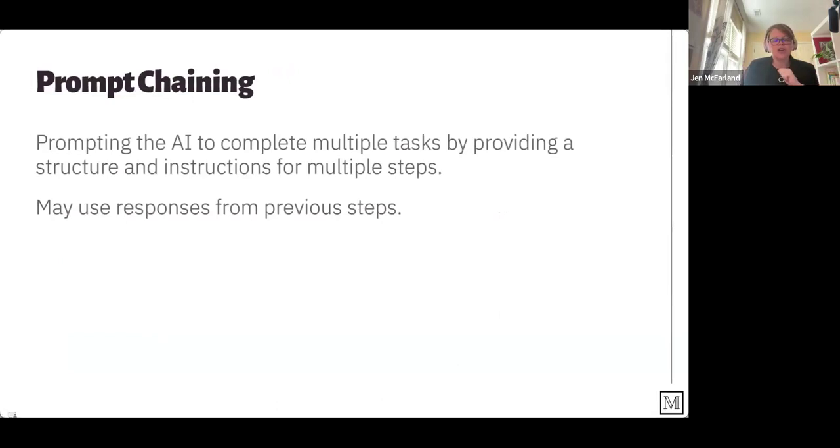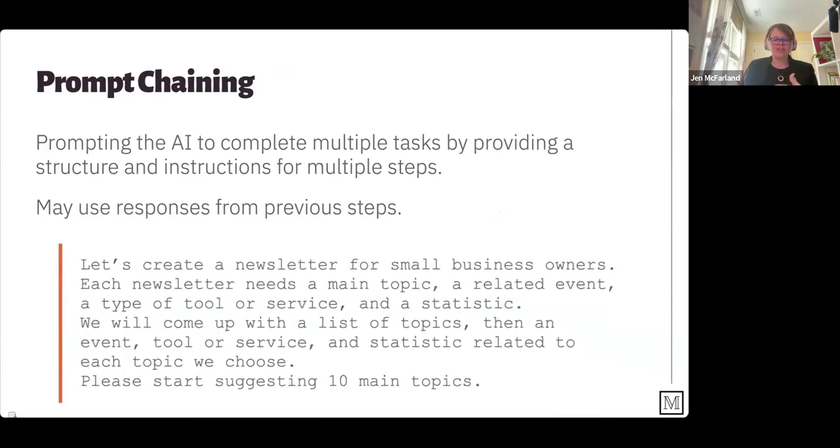Prompt chaining. We talked a little bit about chain of thought prompting, and this is the next level of it, where you saw me do a prompt where I wanted it to do several things, but you can also prompt it to prompt you about how to handle next steps. So the example here is, let's create a newsletter. Each newsletter needs a main topic, a related event, a type of tool or service to talk about, and a statistic. We're going to come up with a list of topics, and then the event, tool, service, and statistics related to each topic.